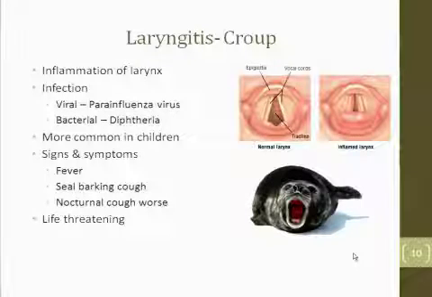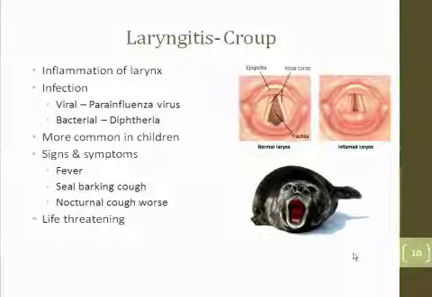It's usually seen more in kids because they have smaller diameter airways. It's from an infection, usually from parainfluenza or diphtheria. It's much more severe. The signs and symptoms are usually fever. The kids get a seal-like barking cough, and the nocturnal cough is much, much worse than during the daytime. And of course keeps the parents up. Usually that's why they come in at 11 o'clock at night with admissions, because the kid's not really sleeping. And it's very much life-threatening.